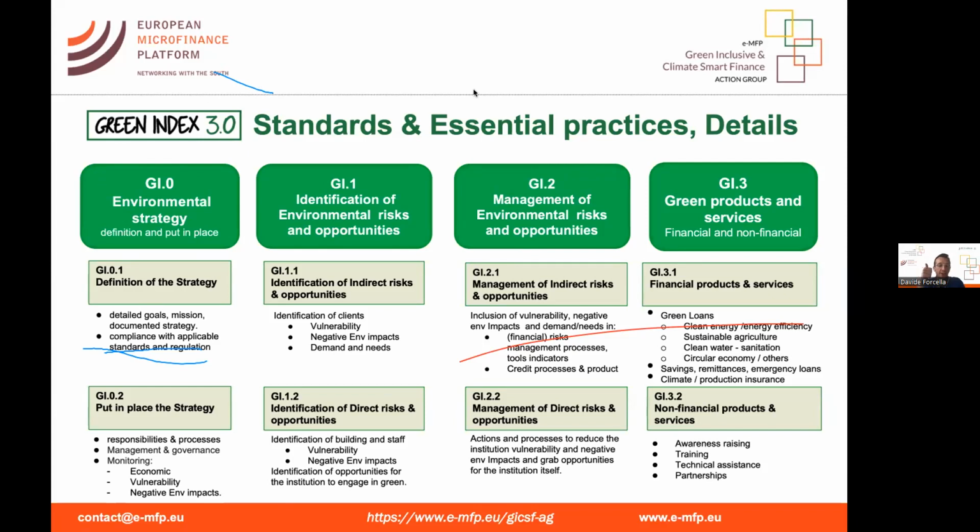So clean energy and energy efficiency. Second one is sustainable agriculture, including, of course, sustainable livestock, sustainable fishery, sustainable forestry. This is all a lot about adaptation to climate change or promotion of ecosystem. The third one is about clean water and sanitation. And the fourth one is about circular economy, that is waste management, recycling, etc., and other green practices that could be smart mobility, etc. And then there are other financial products and services like savings, remittance, emergency loan that could support reduction of vulnerability, as well as, of course, insurance, insurance product, for example, climate insurance.